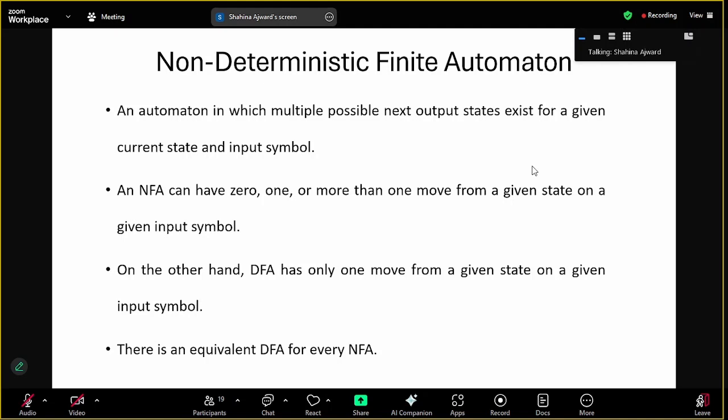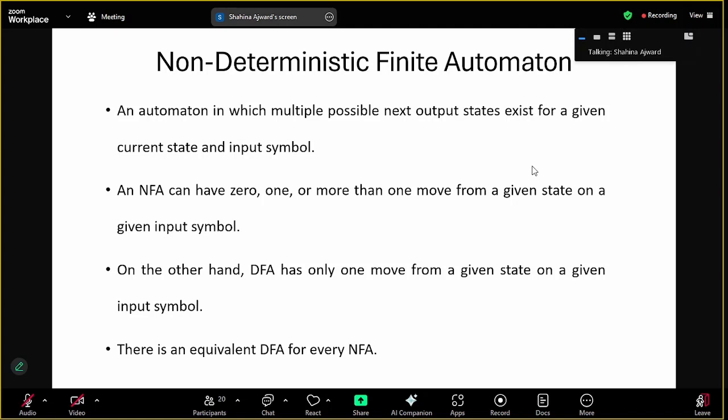But when it comes to non-deterministic finite automata, we have fewer conditions, right? It can have them, but it is not a must to define the next states for every input symbol, right?